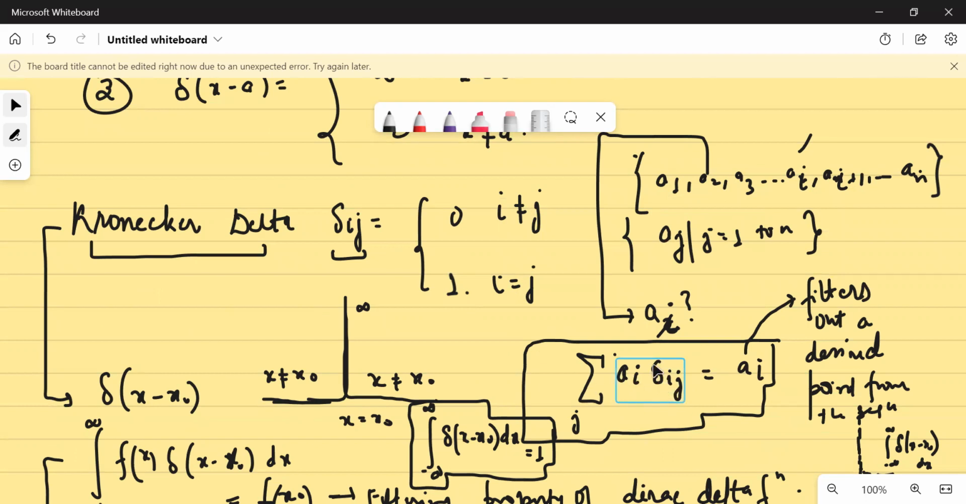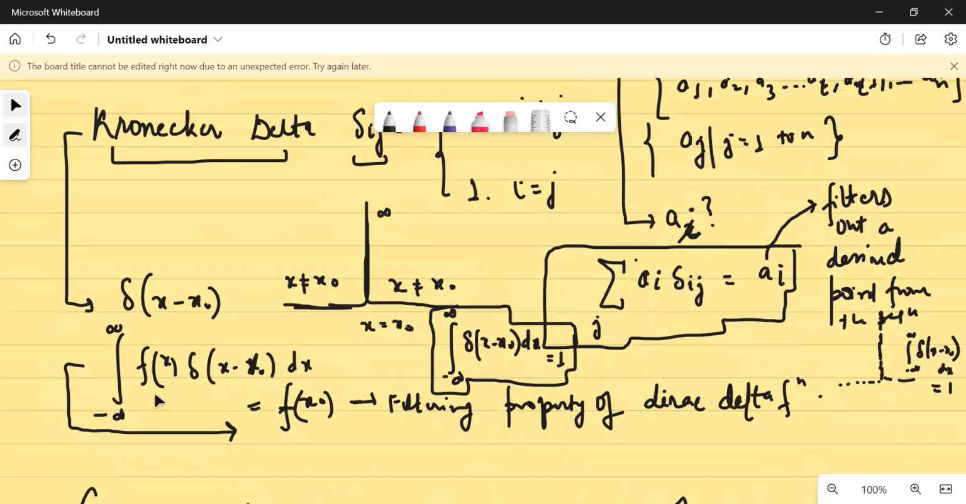Otherwise, it is 0. So if I sum over all, ai into Kronecker delta ij, then if j is equal to 1, this will be 0. If j is equal to 2, this will be 0. If j is equal to 3, this will be 0. If j is equal to i, this will be 1. So overall, you can just filter out one point of the sequence, that is ai.